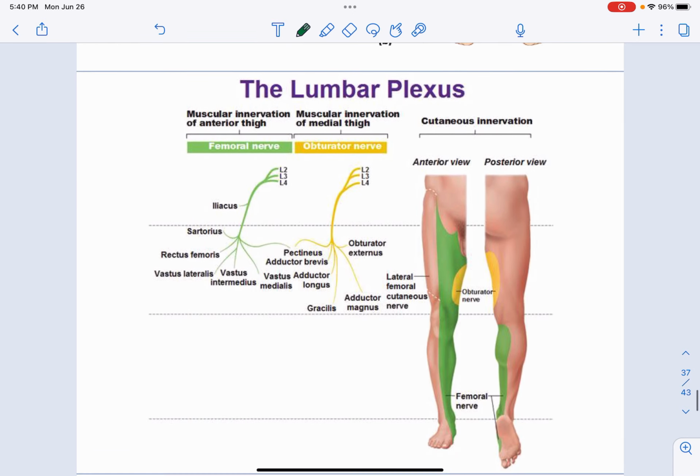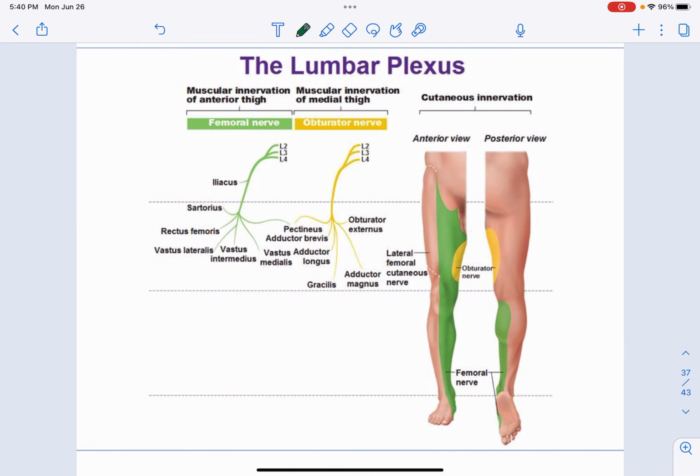All right, this again is more just FYI, we will have learned all of the muscles. So now you can see, we've already gone through most of these muscles, that the femoral nerve is the one that is innervating these muscles. And then the obturator nerve, we will have gone over some of these muscles, maybe not as many, but that is the nerve that is innervating that muscle. And it is also innervating the skin in that area.